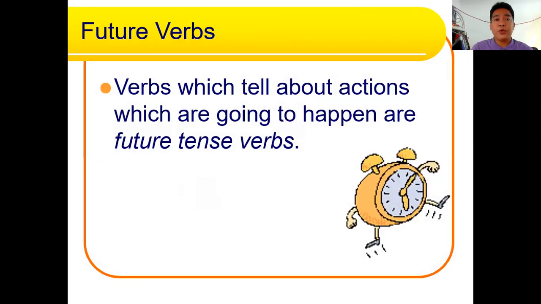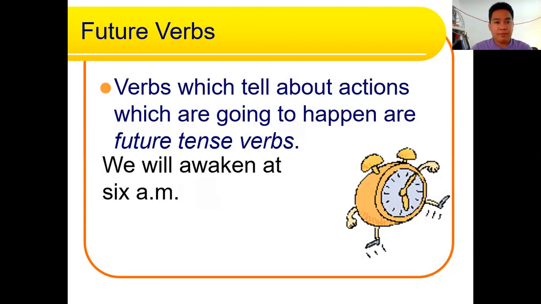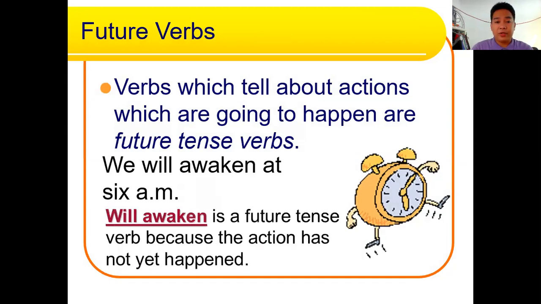Next, we have the future verbs. Okay, the verbs which tell about the actions which are going to happen in the future. That's what we call the future tense of the verb. For example, we will awaken at 6 a.m. So the verb here is will awaken because it is a future tense. The action has not yet happened.